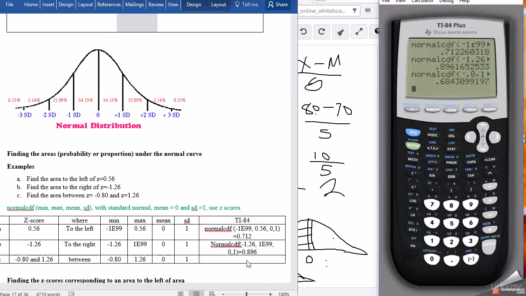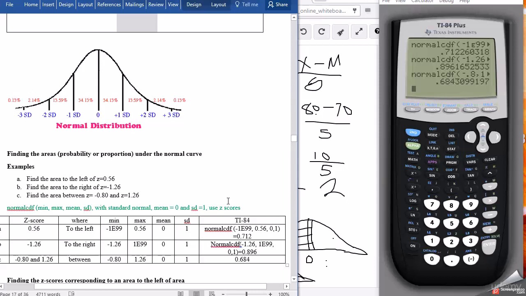So we have this as the final answer: 0.684. So that's how we find the area to the left, to the right, and between two z-scores.